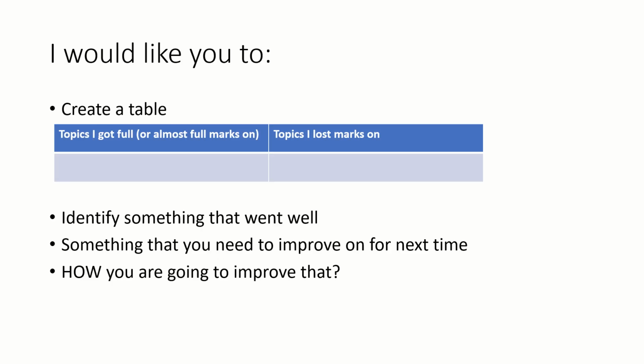So now that you've marked your paper, annotated it, lots and lots of detail, please go back and look through and think, if I was giving this to somebody else and wanted them to get full marks, would they be able to get full marks from my annotation? And then I would like you, on the next page of the booklet, to create a table, and I would like you to have a column that is topics I got full or almost full marks on, and topics I lost marks on.